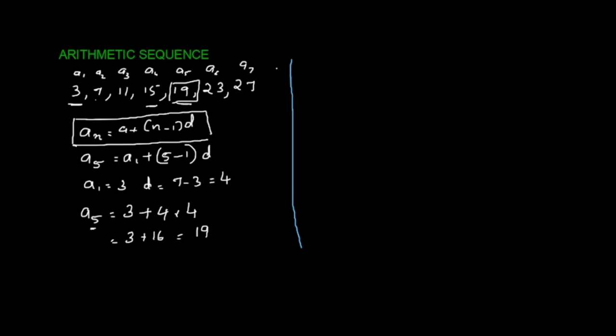Next thing is, we need to calculate the sum of n terms. How can we find the sum of n terms? For that, we have a formula: Sn is equal to n by 2 into a1 plus an. That is, n by 2 into the first term plus the last term.